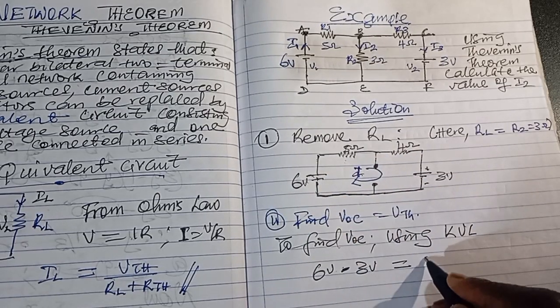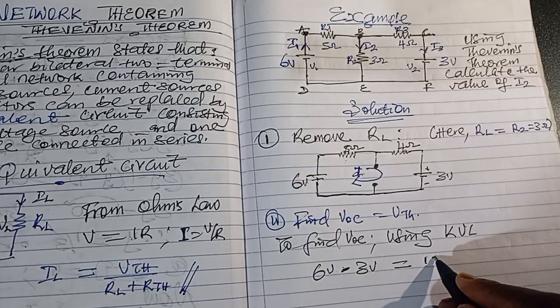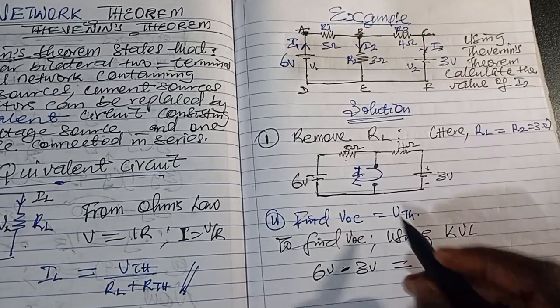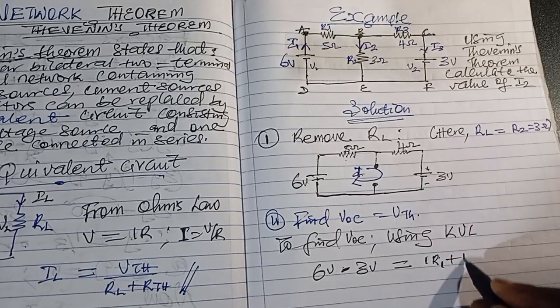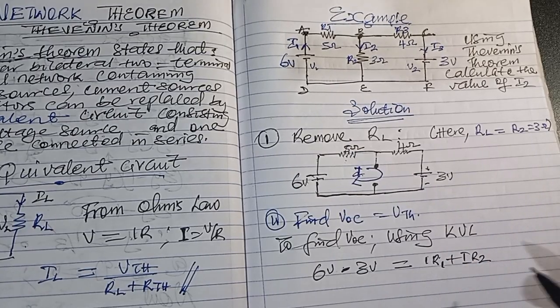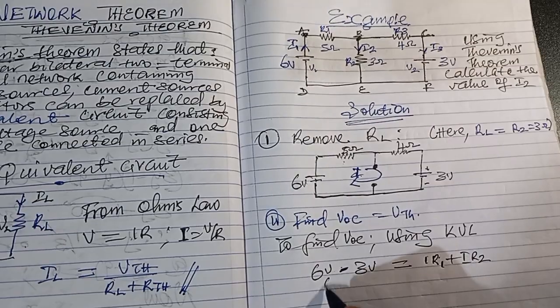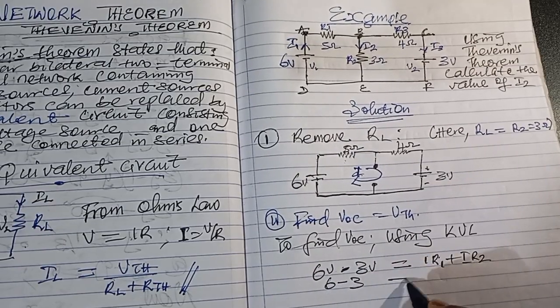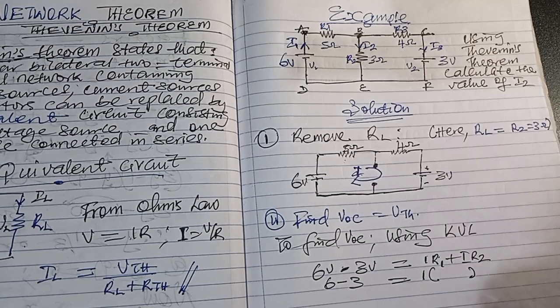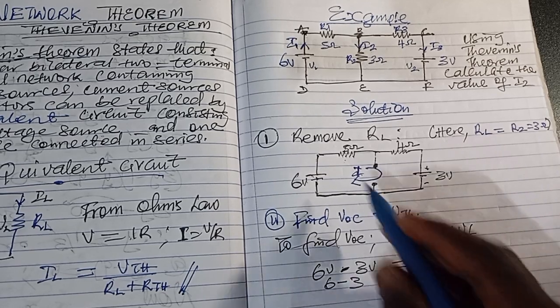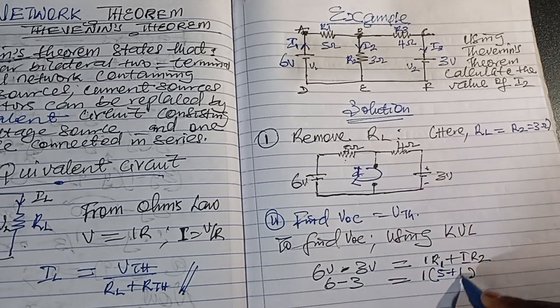That is I, I1, I1 plus I2. The currents are the same. So I can now have 6 volts minus 3 is equal to I times (R1 plus R2), that is 5 plus 4.